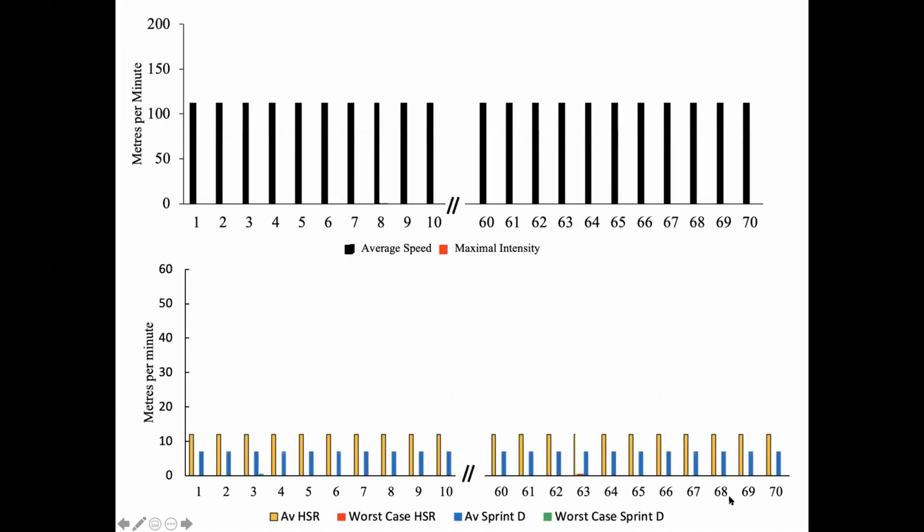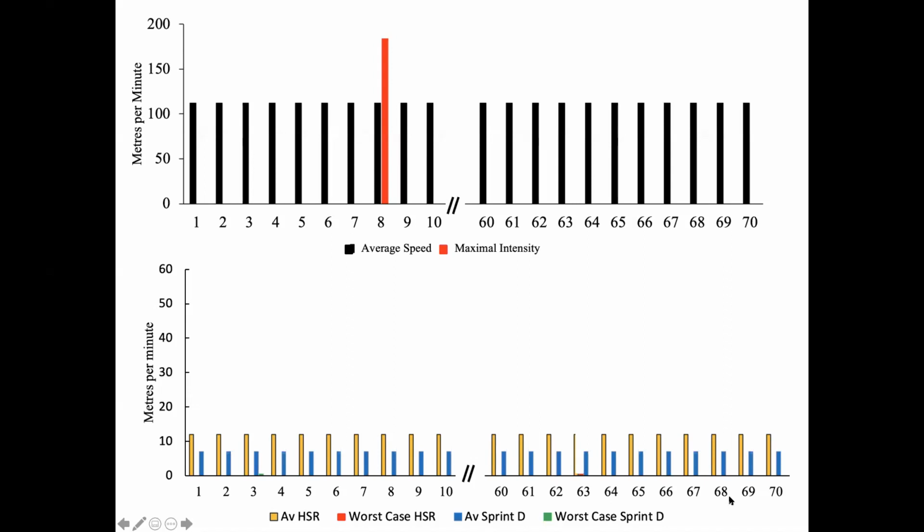So if you focus on the top of the screen for a minute, and if we remember that the total distance covered per minute was 109 meters every minute, now, this is averaged out over the 70 minutes. So if we look at the maximum intensity period, this is actually 184 meters per minute on average. Now, the meters per minute actually reduce as the duration increases.